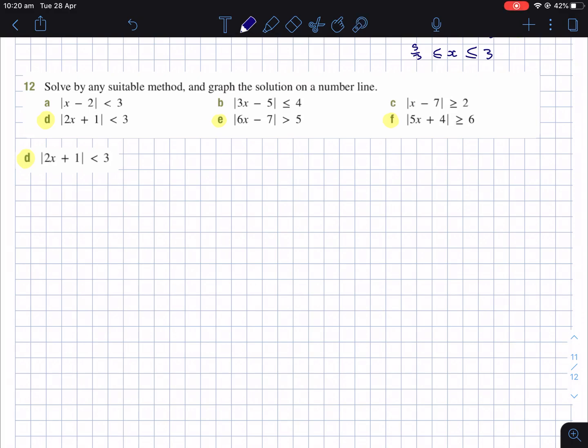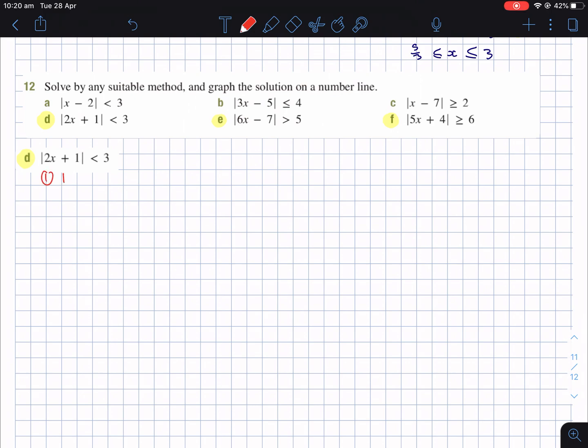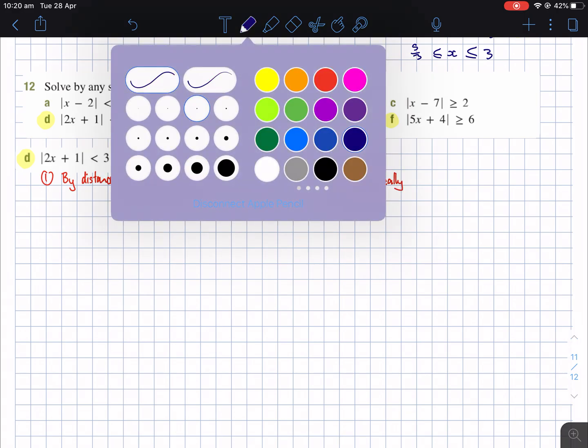All right, question 12, there's two ways to do this. Number one, by distance on a number line. And number two, algebraically. So I'm going to work through both. Distance from the number line.